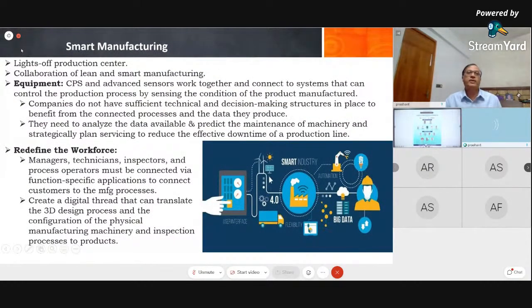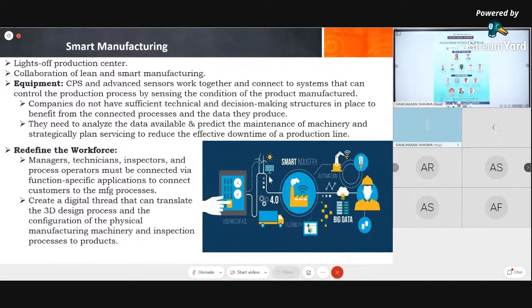So basically, when we talk about Industry 4.0, now we started talking about the applications. Okay. Am I audible? Can you hear me? Yes, sir. We can hear you. Okay, good. Thanks.